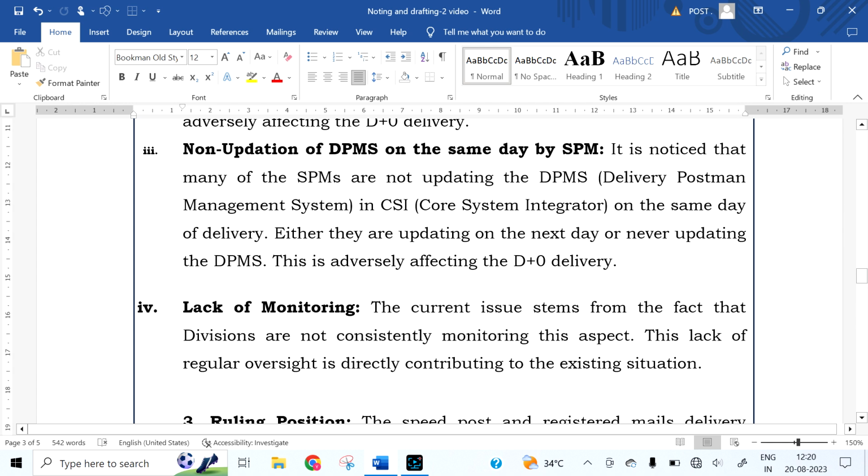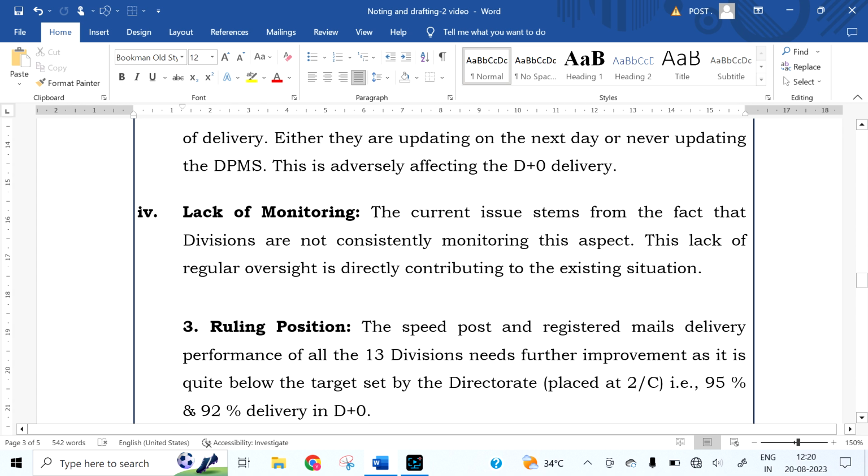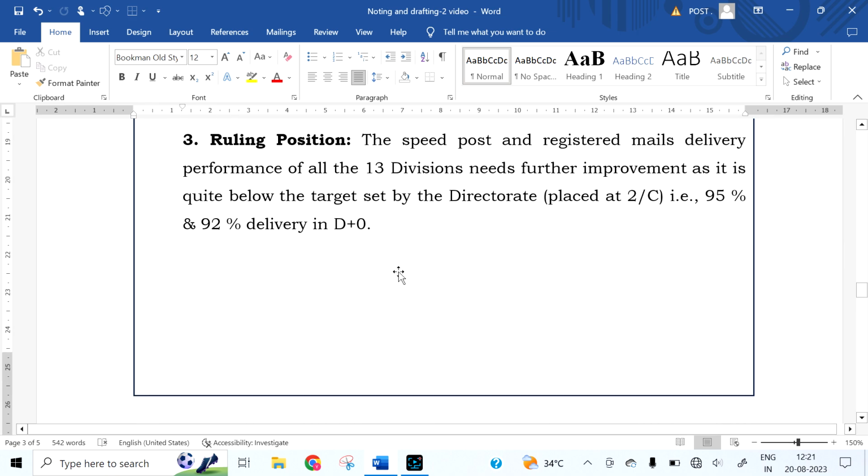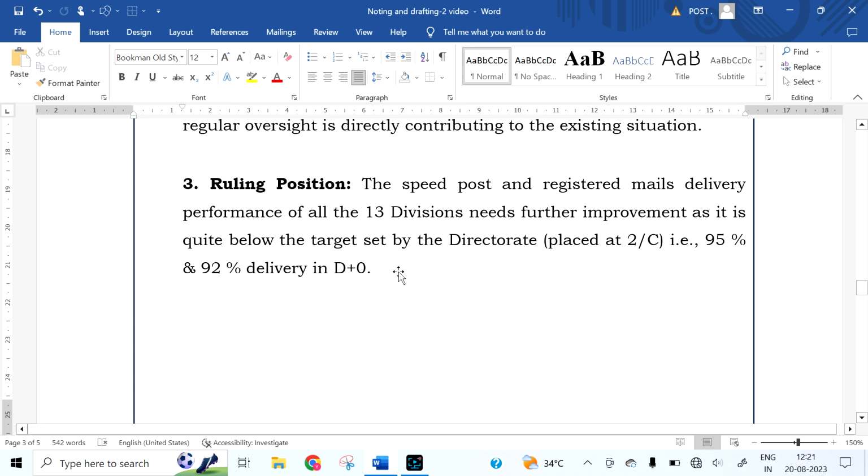Mostly 80% of the reason is this one only. Then lack of monitoring: the current issue stems from the fact that the divisions are not consistently monitoring this aspect. This lack of regular oversight is directly contributing to the existing situation. So lack of monitoring is another aspect. We have to control all these things and address them in the action to be taken. The third one is the ruling position: the Speed Post and registered mail delivery performance of all 13 divisions needs further improvement, as it is quite below the target set by the Directorate.